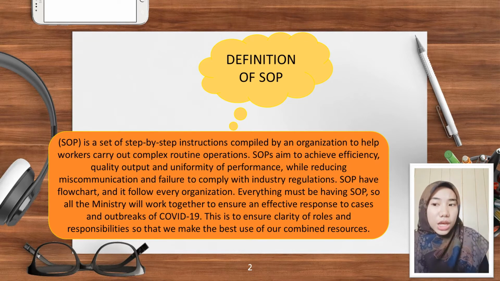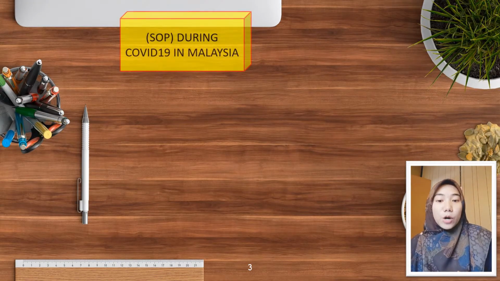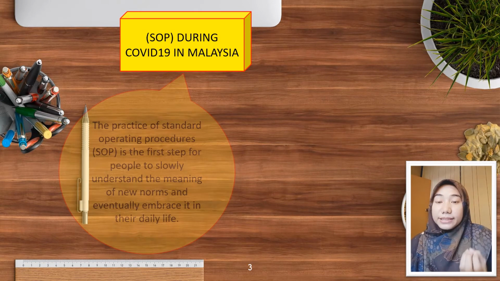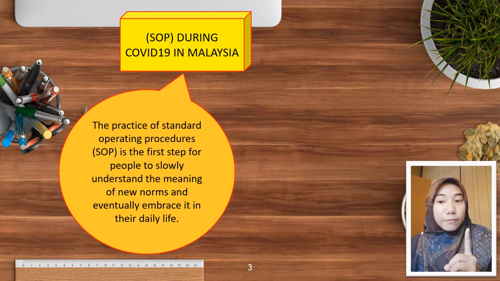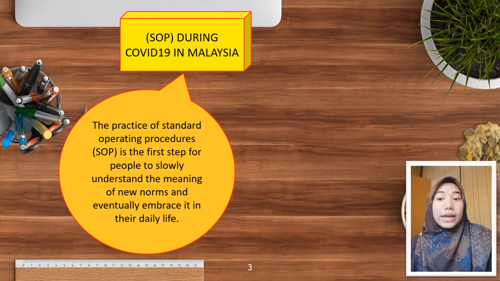So all the ministries will work together to ensure an effective response to cases and outbreaks of COVID-19. This is to ensure clarity of roles and responsibilities so that we make the best use of our combined resources. Then, I will explain about SOP in Malaysia during COVID-19. The practice of SOP is the first step for people to slowly understand the meaning of the new normal and eventually embrace it in their daily life.